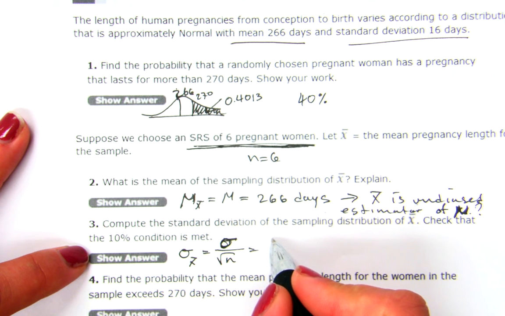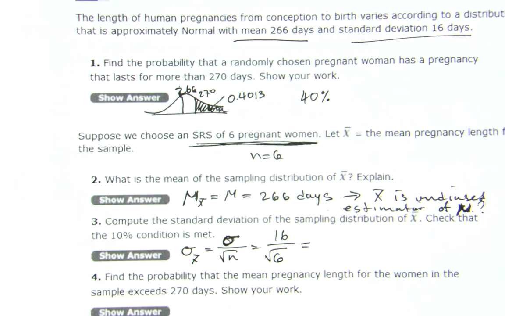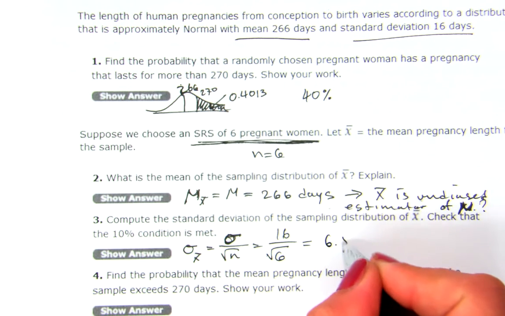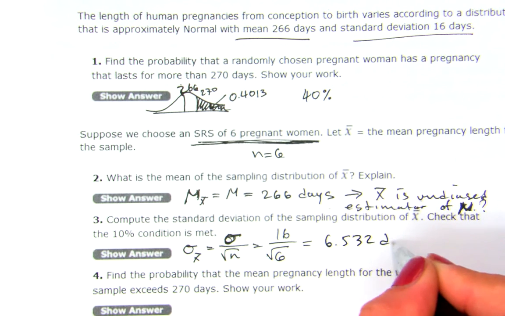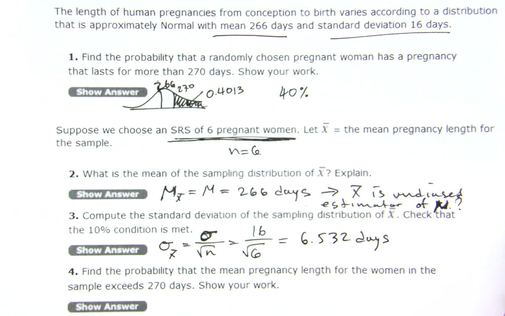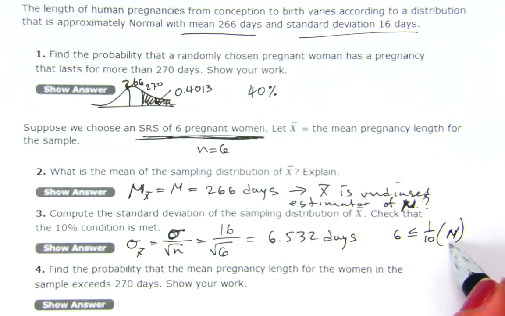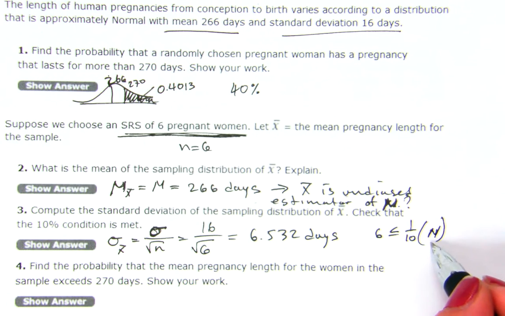So what is this? 16 divided by the square root of 6. So we get 6.532 days. Our 10% condition: we need 6 to be less than or equal to 1/10 of our population. So I'm pretty sure our population is going to be more than 60.